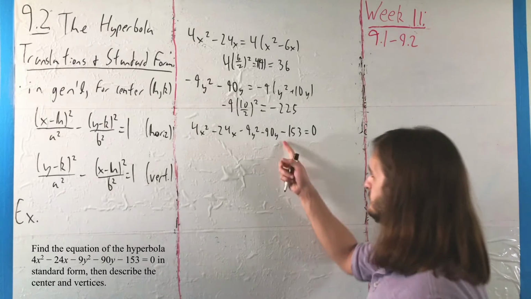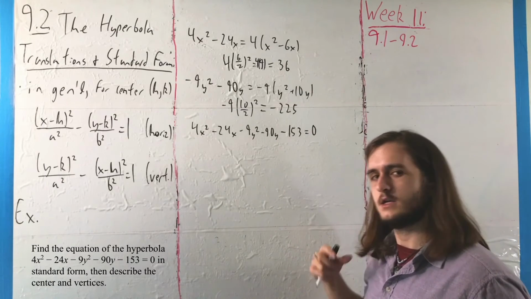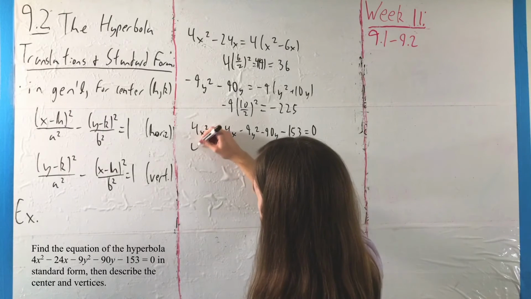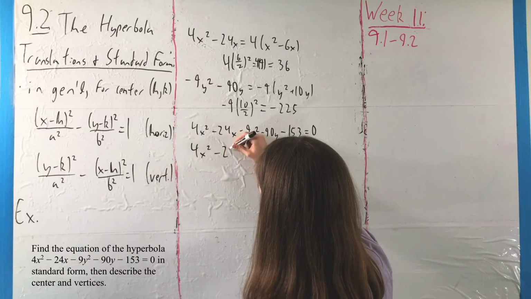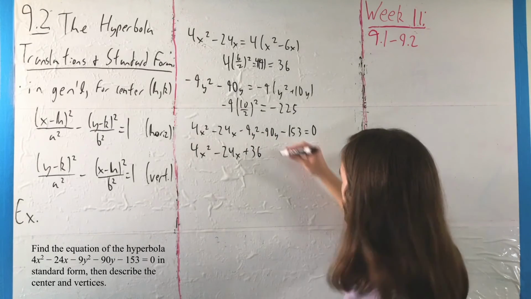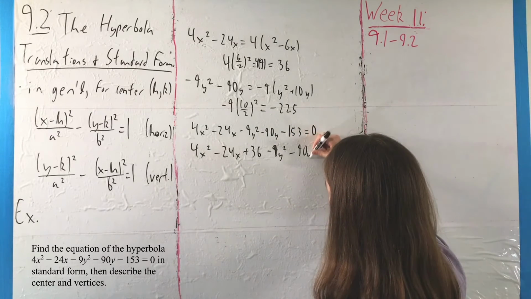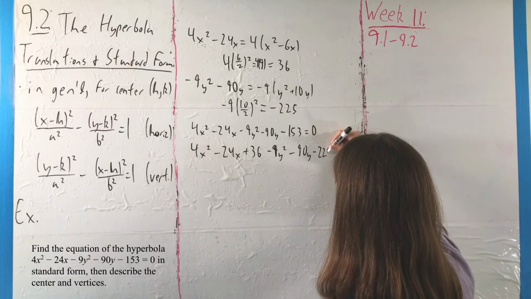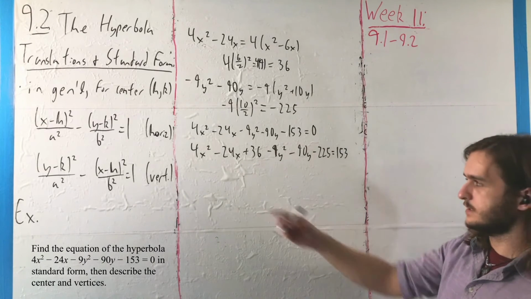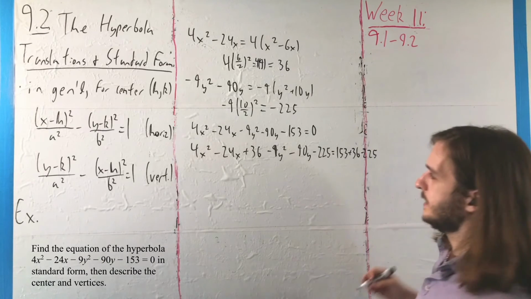Anyway, we're going to pull the 153 over, and we're going to bring in a 36 as well as a negative 225 to make sure that we can pull our parts into the right places. That is, we're going to take a 4x squared minus 24x and add to it that 36 that we wanted. And then we're going to take our 9y squared minus 90y and add to it the negative 225 that it wanted. Then over here, we've got a 153, and because we added 36 to the left, we've got to find a place for that to go on the right, along with a negative 225.